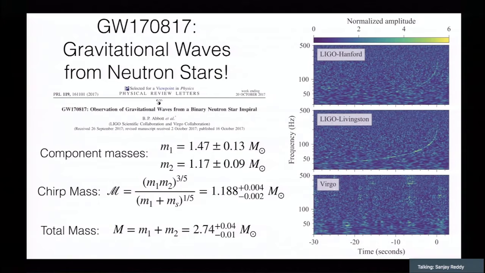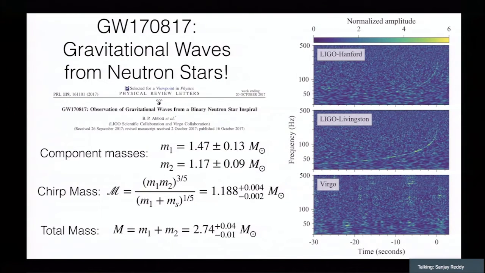Because that is the combination of masses that tells you how quickly the frequency increases as a function of time, just the shape of this curve that you're seeing on the right-hand side is accurate enough to extract a specific combination of masses to the third decimal point. You can also extract the total mass of the two neutron stars in the system to good accuracy, in this case to the second decimal point.